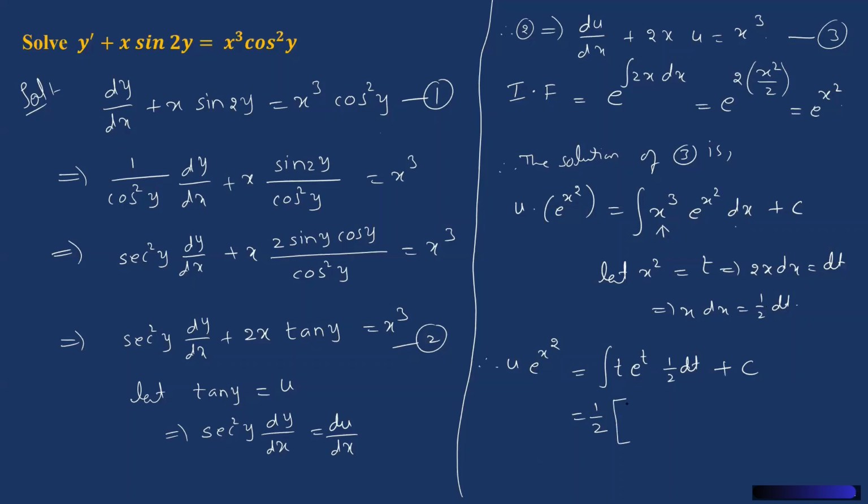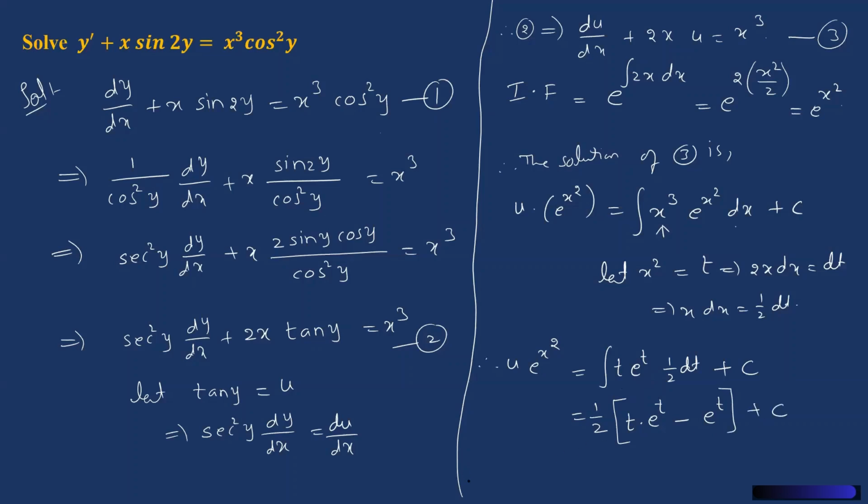When you have t times e to the power t, we can use integration by parts. I'm keeping t as it is. Then when we integrate e to the power t, it is e to the power of t minus the integration of the differentiation of t, which is 1, times the integral of e to the power t. So anyway, you get the same thing, right? So I'm just taking it like this, e to the power of t itself, then plus this c.